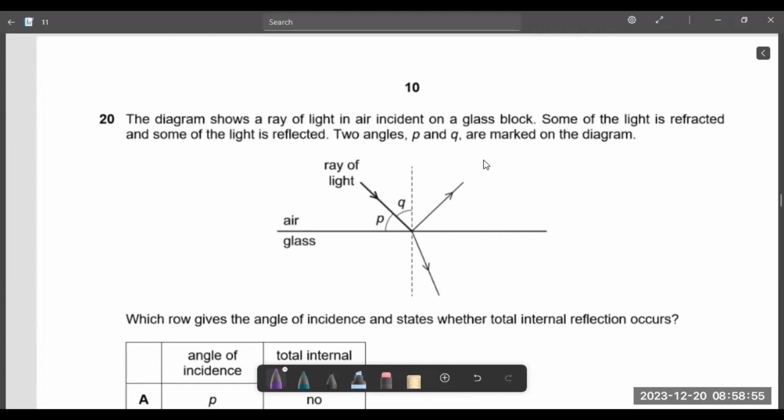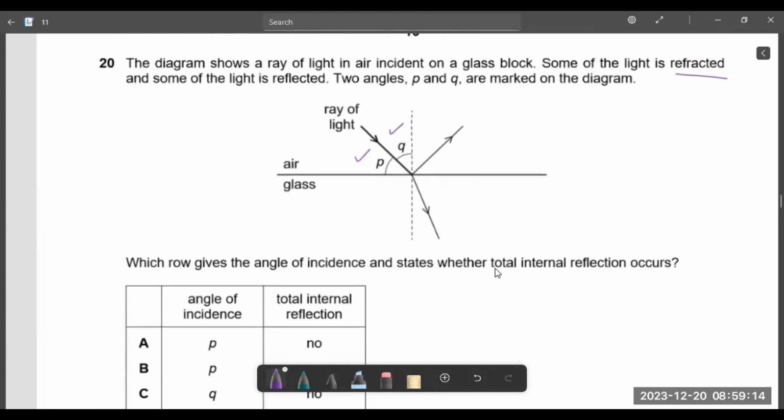The diagram shows a ray of light in air incident on a glass block. Some of the light is refracted and some of the light is reflected. Two angles P and Q are marked on the diagram. Which row gives the angle of incidence and states whether total internal reflection occurs?